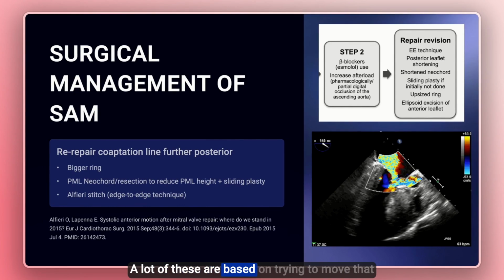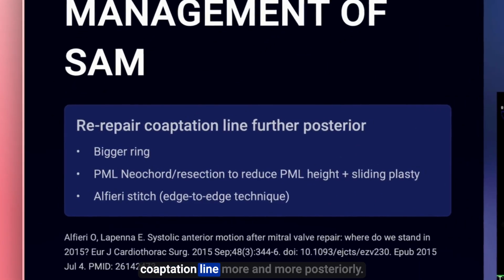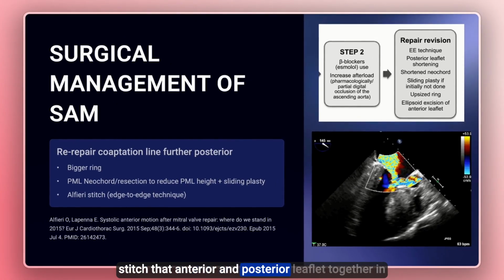A lot of these are based on trying to move that coaptation line more and more posteriorly. This would include upsizing that ring even more, performing a neocord or resection to reduce that posterior mitral leaflet height, and also even using an edge-to-edge stitch, also called an Alfieri stitch, to stitch that anterior and posterior leaflet together in the middle to help prevent that anterior leaflet from being drawn out into the left ventricular outflow tract.